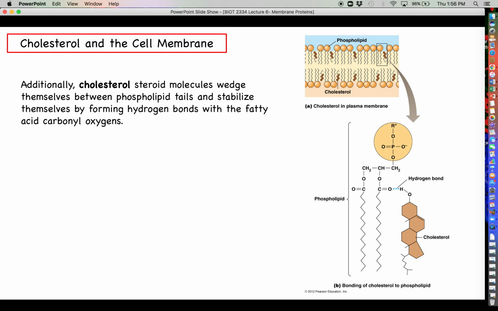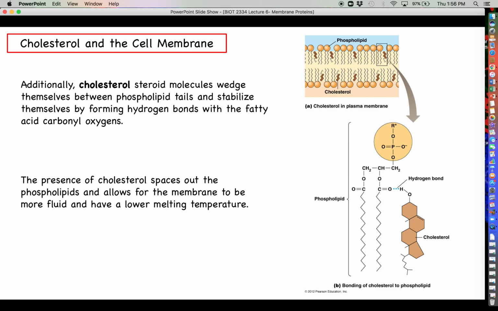Another thing that we did not get a chance to mention about the cell membrane last time is the importance of cholesterol, which is present in the hydrophobic core of the cell membrane. So every now and then you will find a cholesterol molecule, which is a steroid type of lipid. These steroid molecules like to wedge themselves in between the phospholipid tails, and they stabilize themselves by forming hydrogen bonds with the fatty acid carbonyl oxygens, and you can see that hydrogen bond here. Otherwise, the most hydrophobic portion of the cholesterol molecule is free to interact with the fatty acid tails, which are of course very hydrophobic as well.